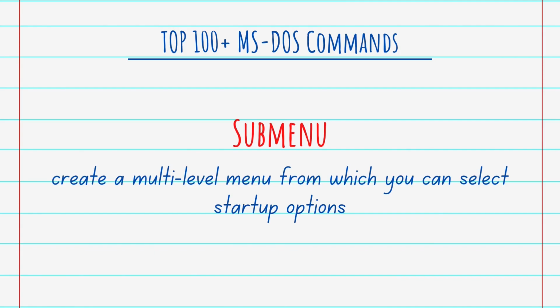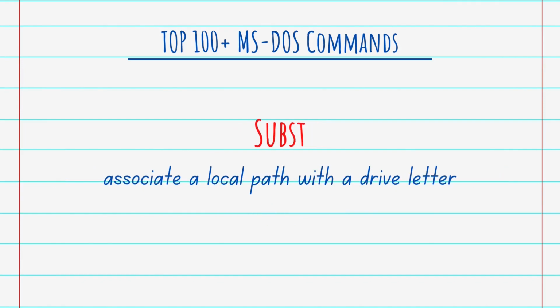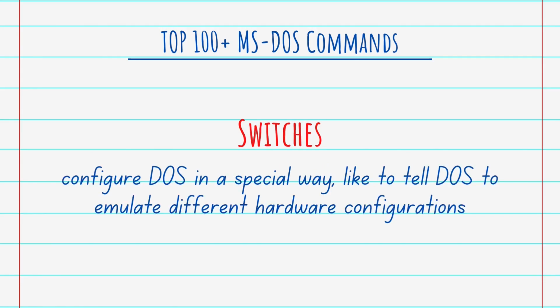Next is the submenu. The submenu command is used in the config.sys file to create a multi-level menu from which you can select the startup option. Next is the subst. The subst command is used to associate a local path with a drive letter. The subst command is a lot like the net use command in Windows, except a local path is used instead of the shared network path. The subst command replaces the assign command beginning with MS-DOS 6.0.